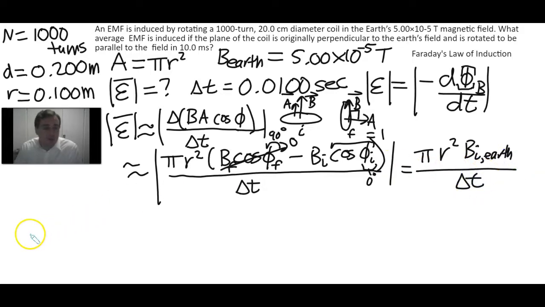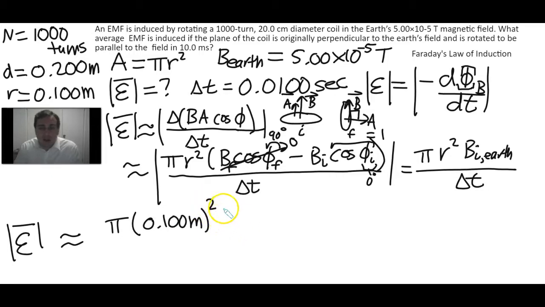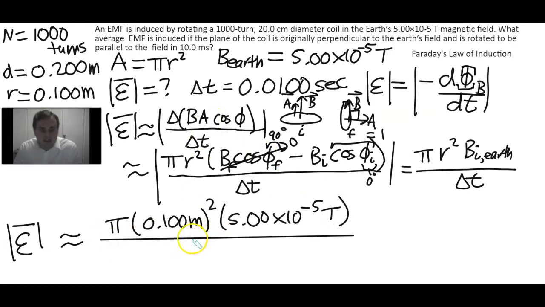And let's put the numbers in. So this EMF average magnitude should approximately be pi times the radius, that was 0.100 meters, squared, times the magnetic field of the Earth, that was 5.00 times 10 to the minus 5 teslas, and then that all divided by delta t, and that's 0.0100 seconds.